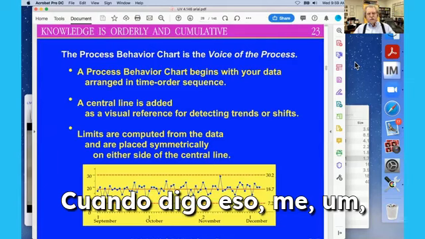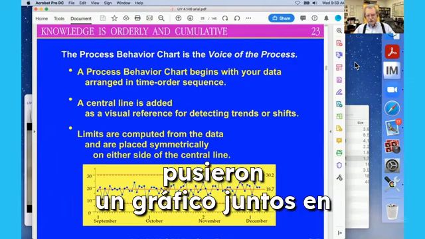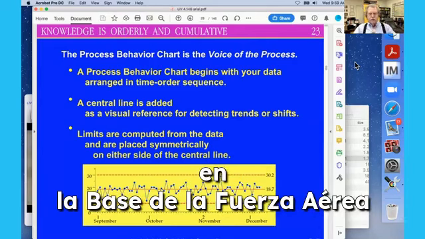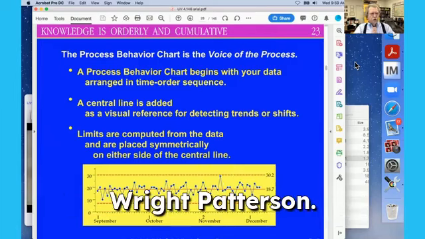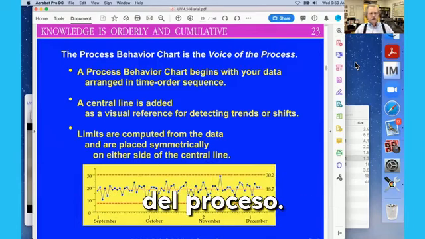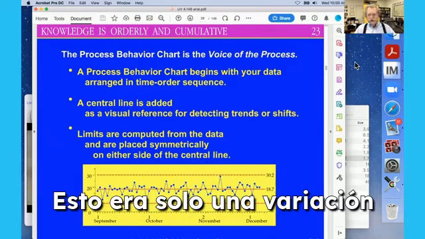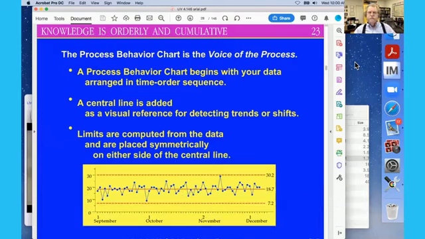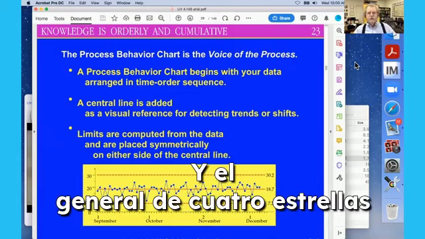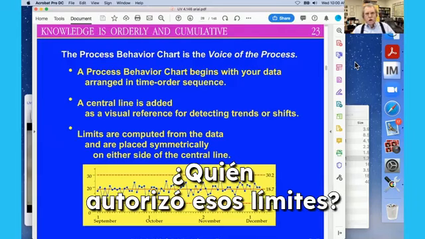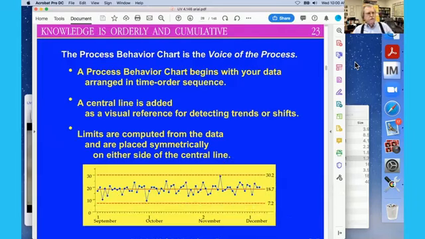When I say that, I'm reminded of the first time they put a chart together at a meeting at the hospital at Wright-Patterson Air Force Base. And they explained that the lines here represented the voice of the process. This was just the routine variation. And then they asked if there were any questions. And the four-star general in the front row had a question. Who authorized those limits?